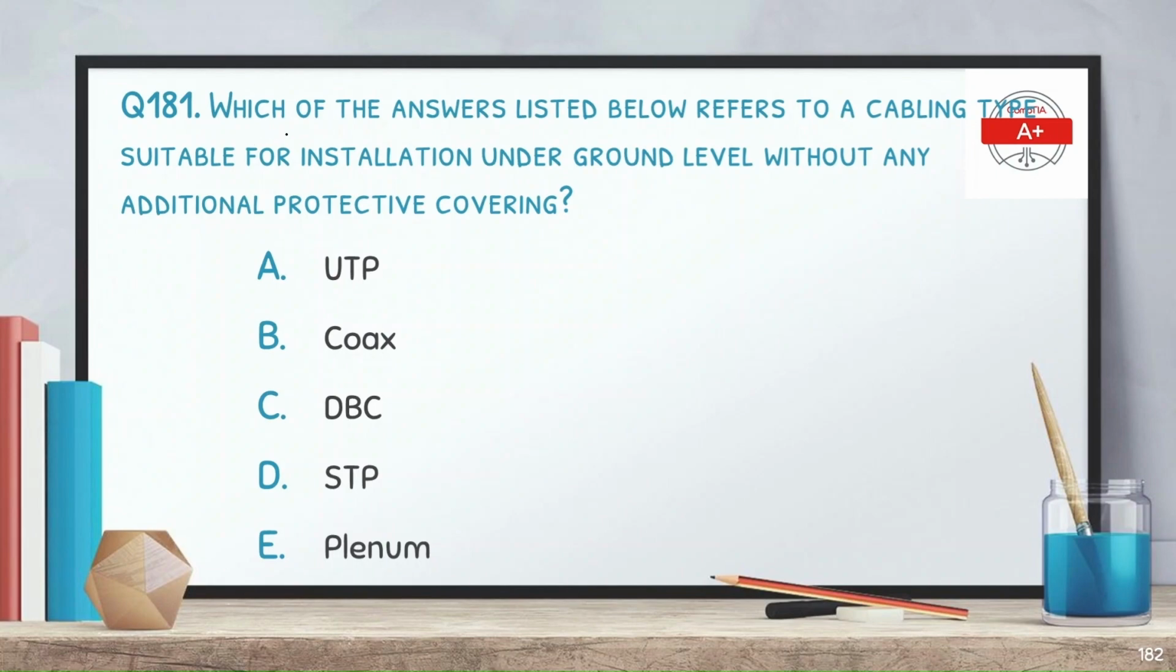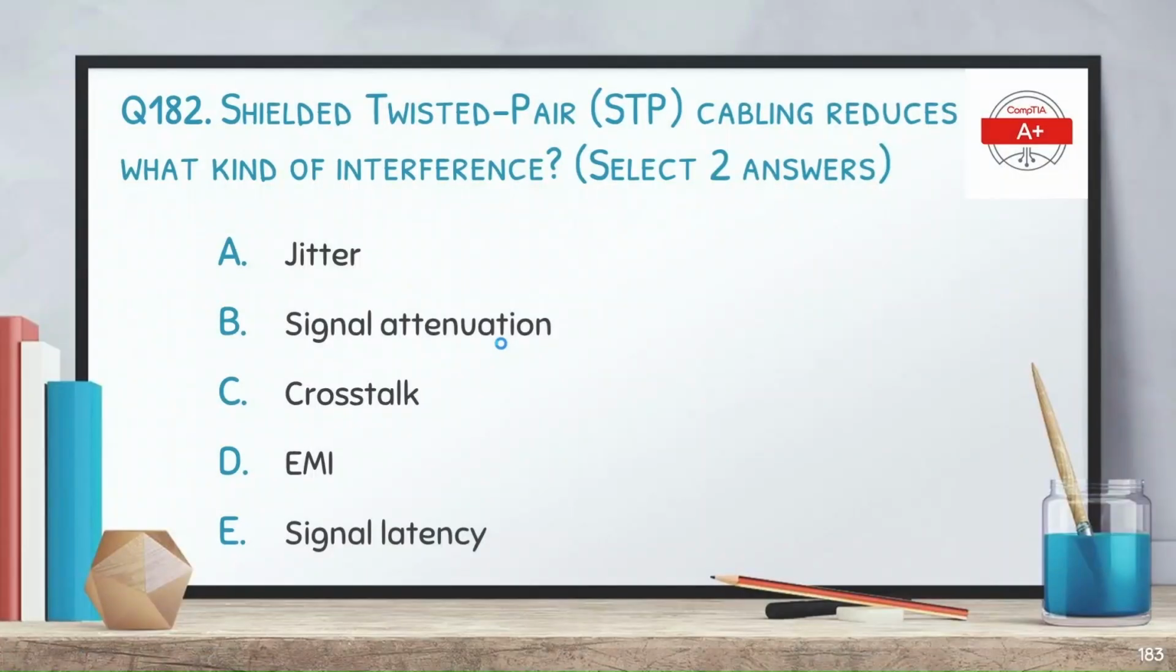Question number 181 is that which of the answers listed below refers to a cabling type suitable for installation at underground level without any additional protective covering? And the options are A UTP, B coaxial, C DVC, D STP, and E plenum. And the correct option is DBC.